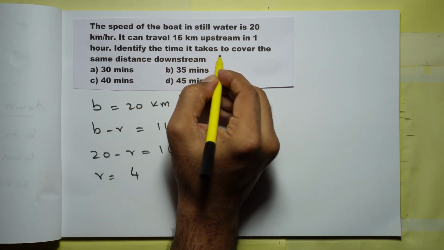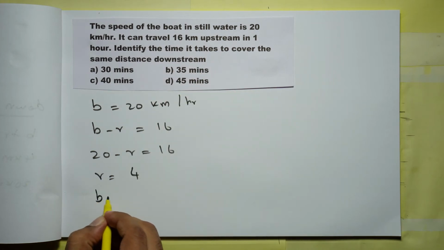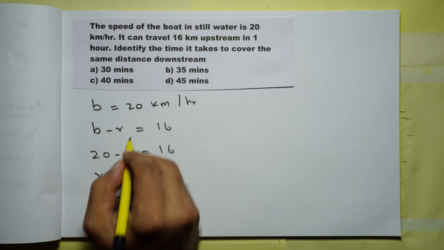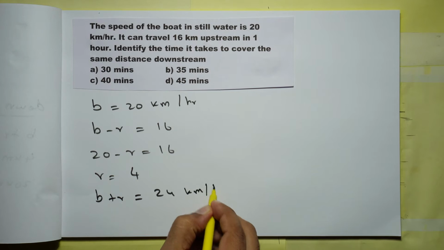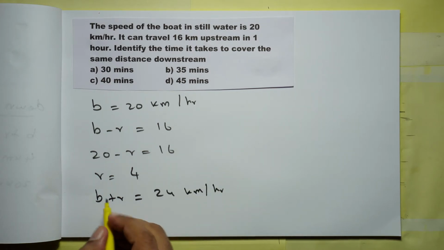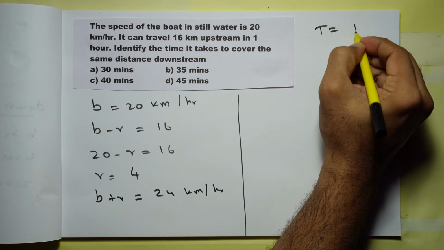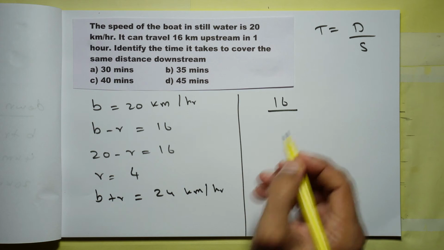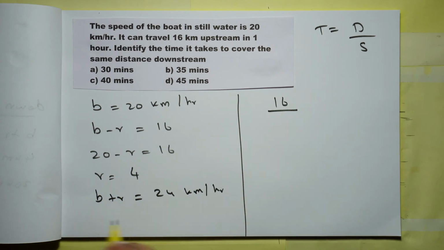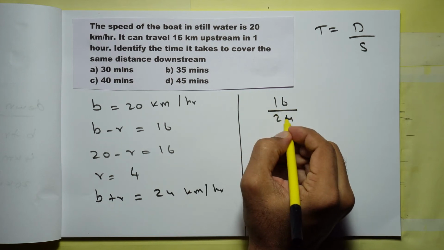R is the speed of the river and that is 4 kilometers per hour. Now identify the time it takes to cover the same distance downstream. Now when you are going downstream, effective velocity is b plus r. B is 20, 20 plus 4 gives you 24 kilometers per hour. So that is the speed of the boat when it is going downstream, and it has to cover 16 kilometers. What is the time required? Time required is distance by speed. Distance to be moved is 16 kilometers by, now when you're downstreaming, effective velocity is b plus r, that is 24. This is the time in hours.